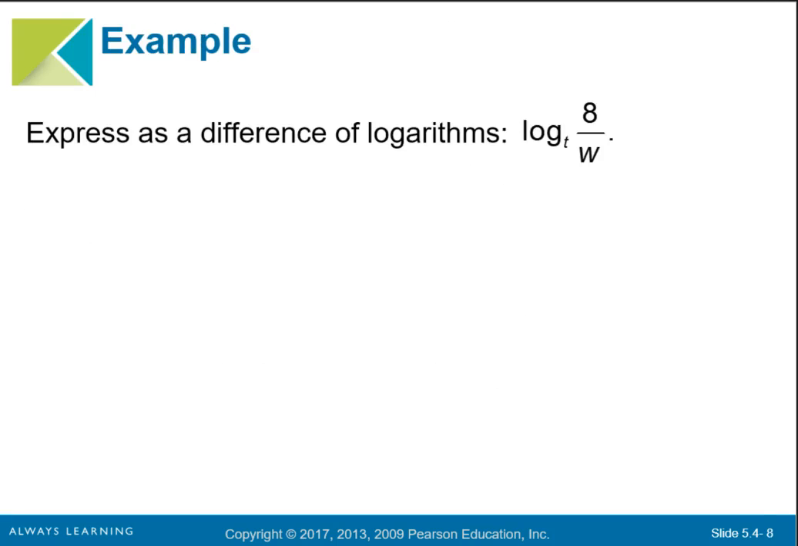All right, so we're going to express this as a difference of logarithms. We are going to have log base t of 8 over w. So here's our original starting place, and we're going to pull that apart, so it's log base t of 8 minus log base t of w. And I want to be really, really clear here. You have to have log base t in front of both of those. You can't have it just be log base t of 8 minus w. That does not work. Those are not the same values.